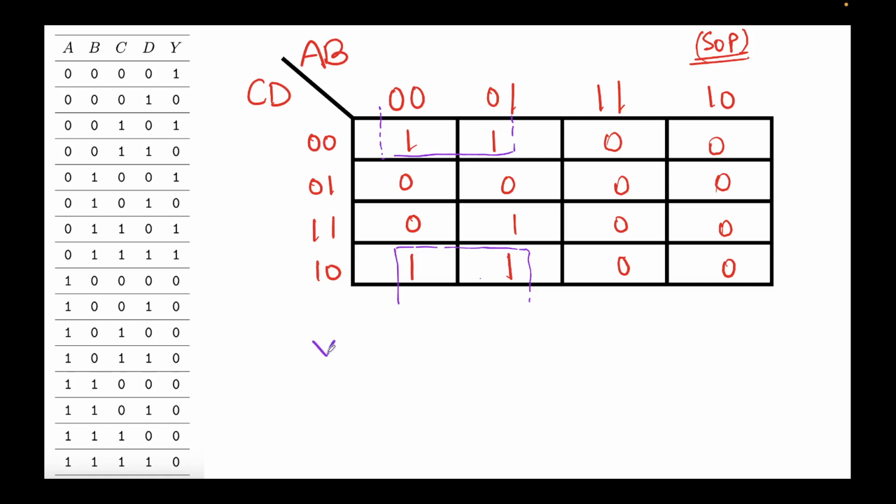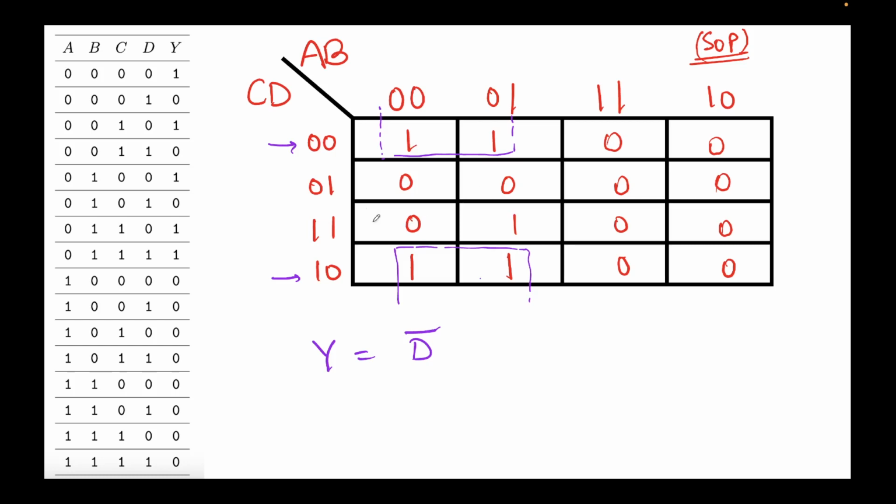We cannot take C because it's changing, you see, only this and this. C is changing, so we cannot take C, but we can take D because D remains constant. D is 0, but the output here is 1, so it has to be D bar, because only when you negate this will you get the output 1 over here.